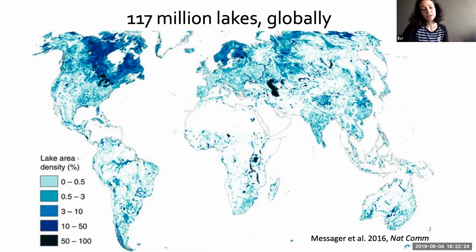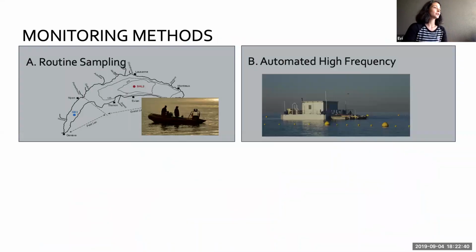But the problem is that monitoring all these 170 million lakes is not actually possible. So we need to make sure that we understand what kind of sampling frequency we need and what kind of scale we need to cover. There are several monitoring methods that we have available. At the temporal scale, we can either do routine sampling or automated high frequency, which are actually quite subject to national funding, how many times we can visit our lakes, and also they're quite limited to study systems that are important for the regions.